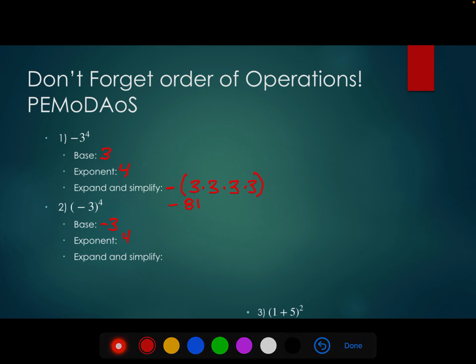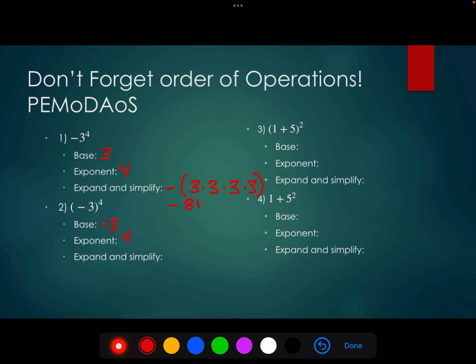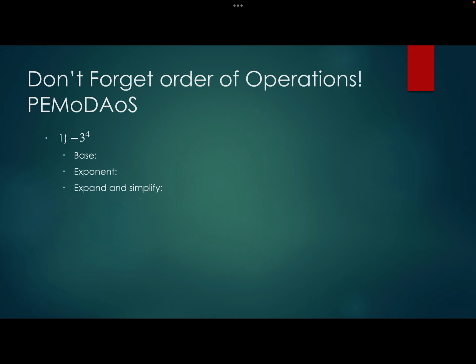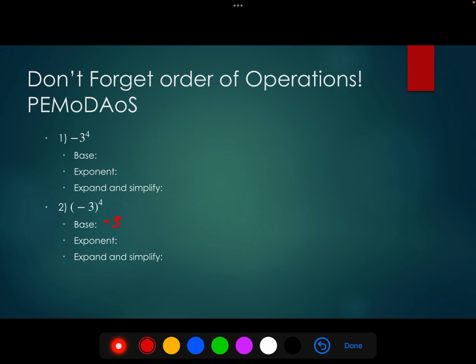So if we want to expand and simplify this, so we have a base of -3, exponent of 4. If we expand and simplify, we get -3 times -3 times -3 times -3, and that gives us a positive 81, compared to our first problem where it was a -81.